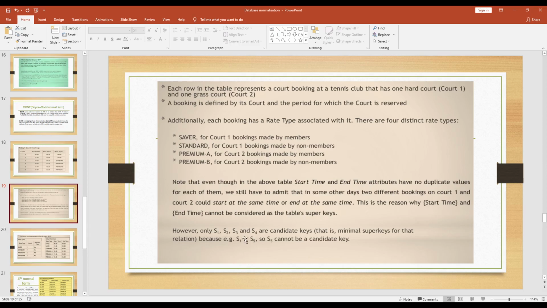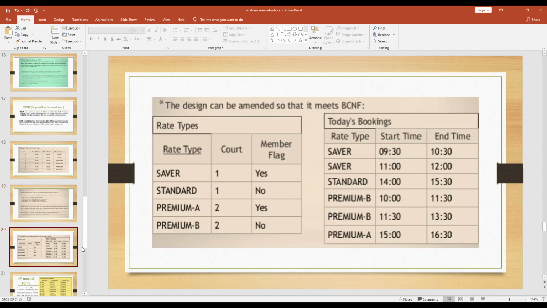By the way, this symbol means candidate key. In today's court bookings table, there are no non-prime attributes. That is, all attributes belong to some candidate key. Therefore, the table adheres to both second normal form and third normal form.